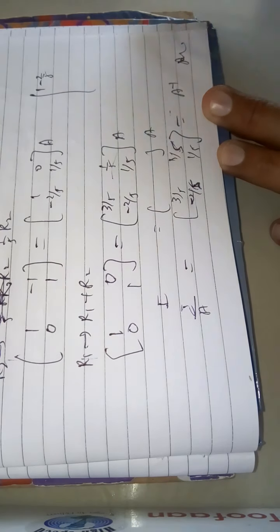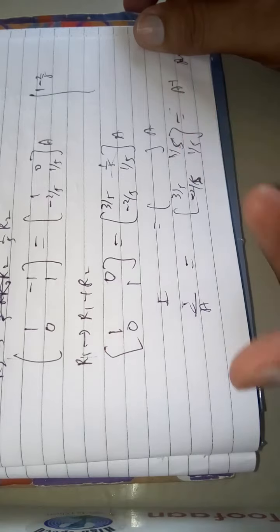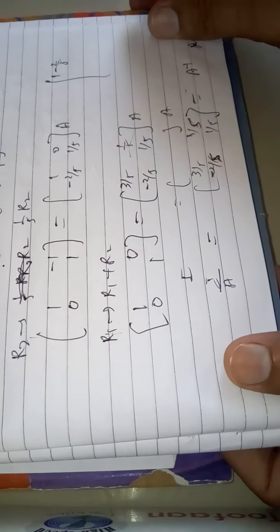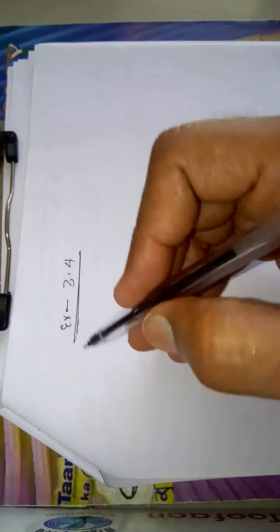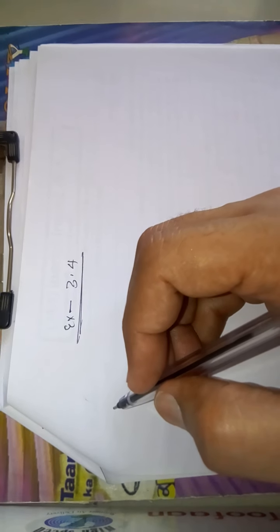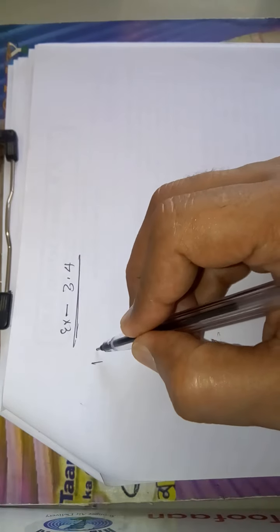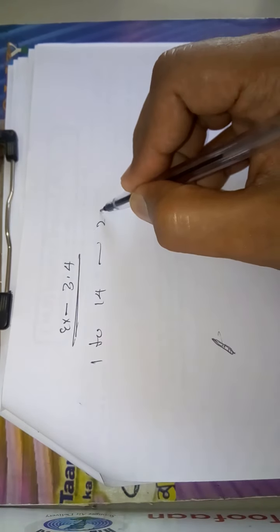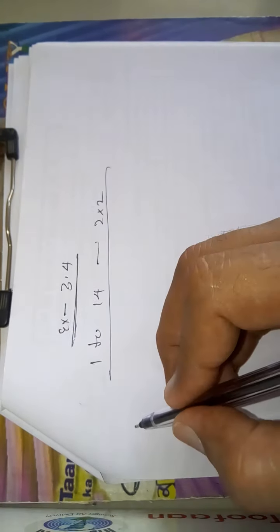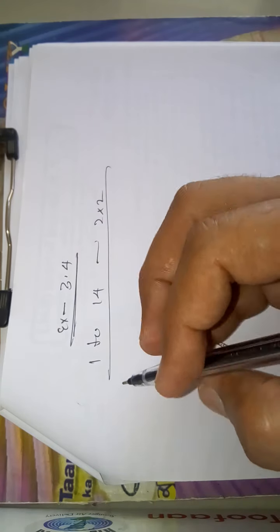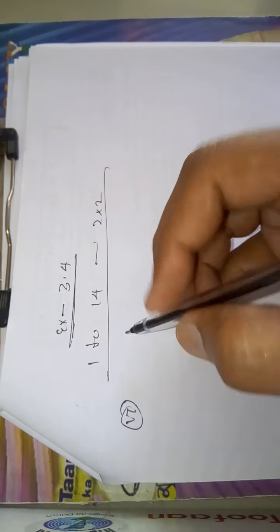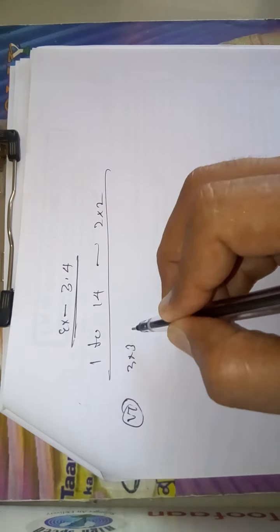This is the type of solution by the elementary method. This was a 2 by 2 matrix; now let's solve a 3 by 3 matrix. Questions 1 to 14 are 2 by 2 matrices, and questions 15, 16, 17, the last question, are 3 by 3 matrices.